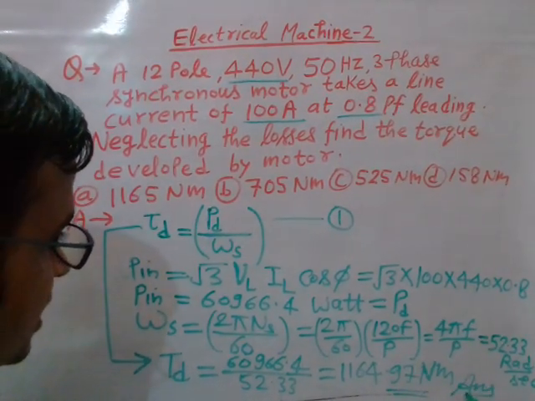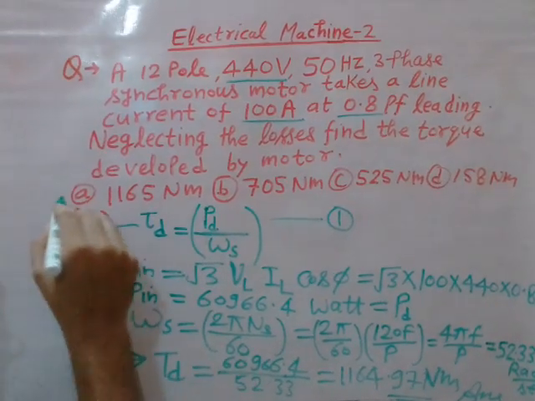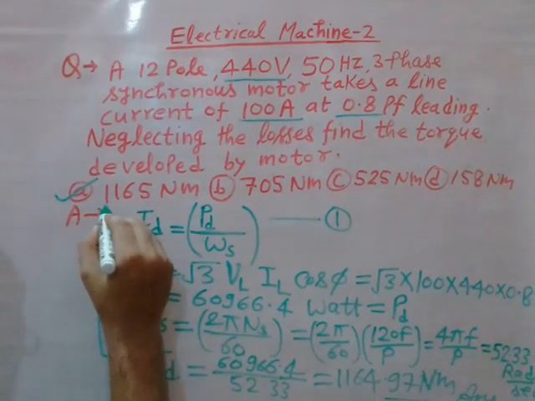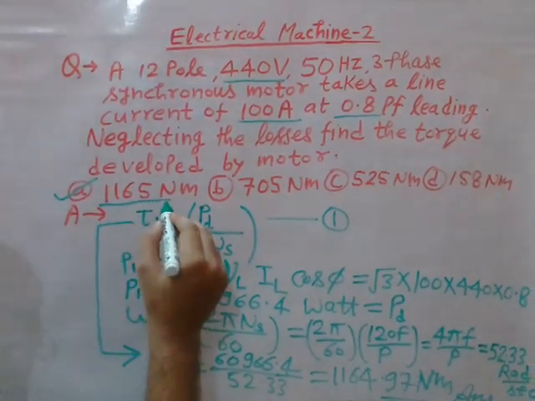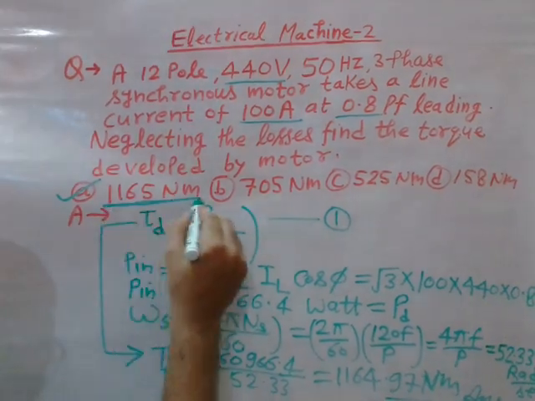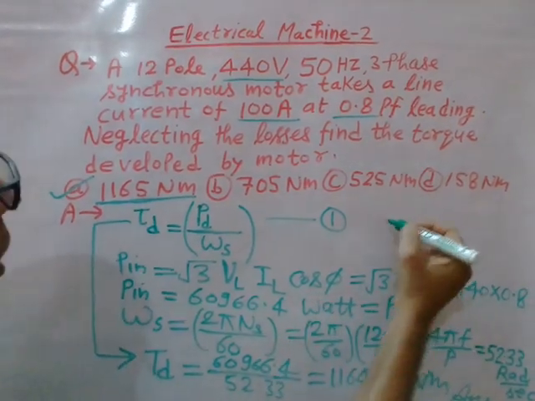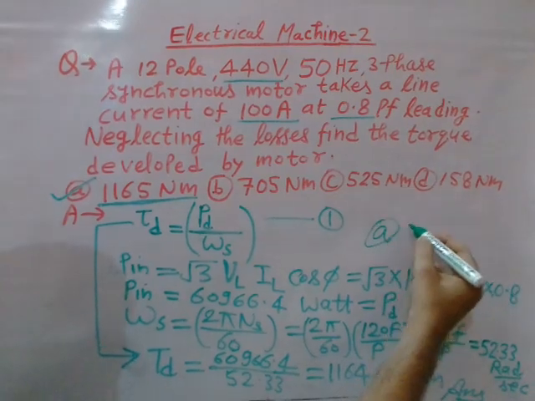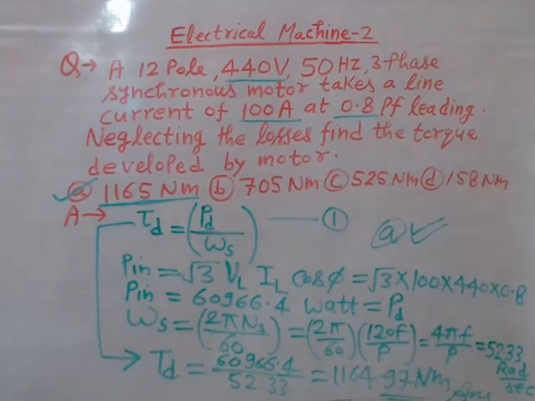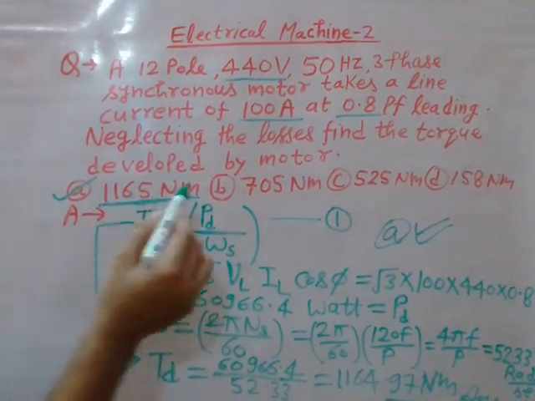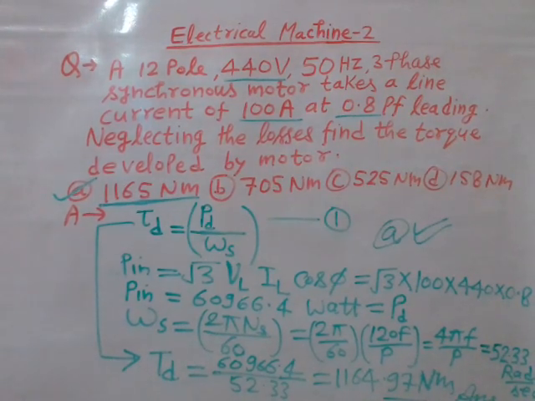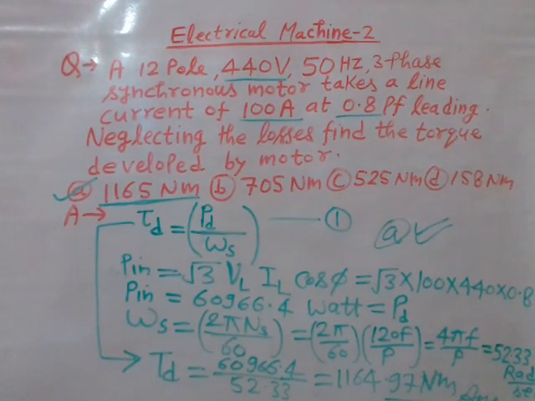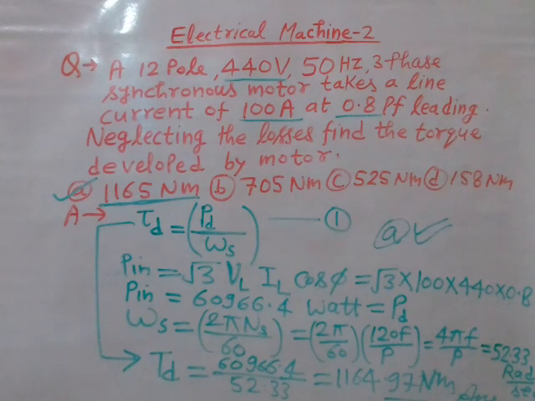So which option is correct now? Option A is correct, right? 1165 Newton meter. So your option A is correct. 1165 Newton meter is the value of developed torque, right? So like this you can approach this question.